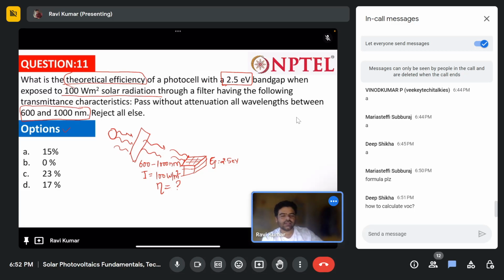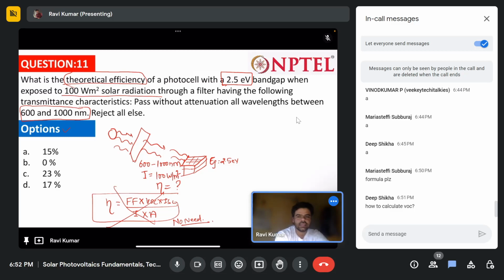Okay, for simplicity, I just want to say one thing. Eta equals fill factor times VOC times ISC divided by insolation times area. And this formula is not needed here. No need. Can you think of what all other things are given here?